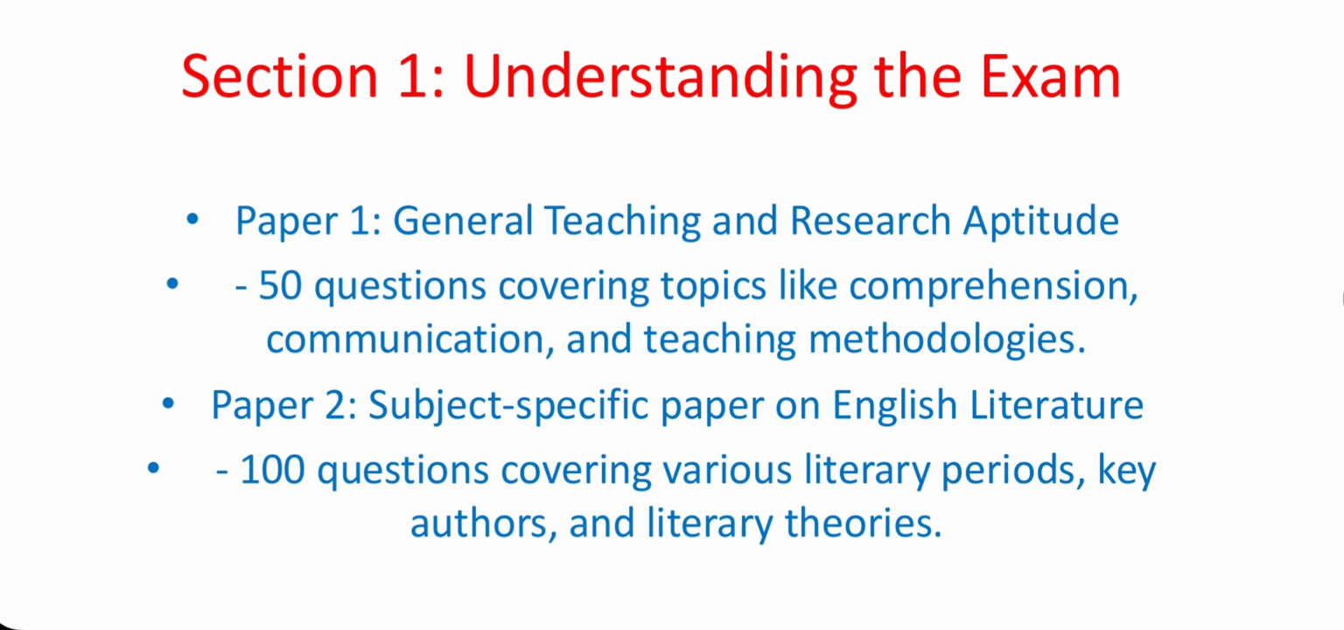First things first, let's understand the exam structure. The UGC NET consists of two papers. Paper 1 focuses on general teaching and research aptitude, consisting of 50 questions covering topics like comprehension, communication, and teaching methodologies. Paper 2 is a subject specific paper focusing on English literature with 100 questions.